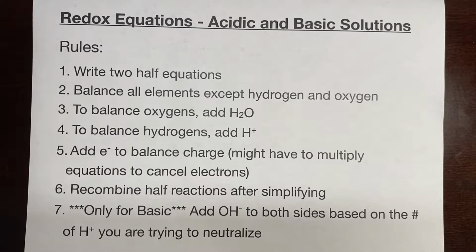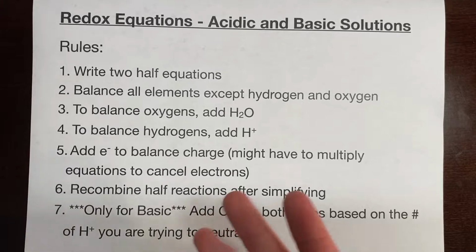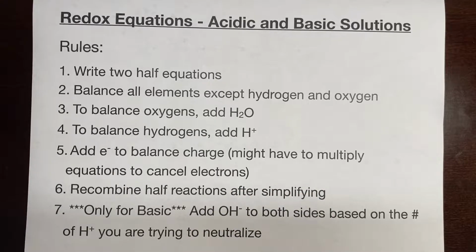and you're basically going to split up the equation into two parts and just put an equation with like elements on the top, and then a second equation with like elements. And so the first thing you're going to do is you're going to balance all elements that are not hydrogen and oxygen. And so we will deal with the hydrogen and oxygen in the next steps.